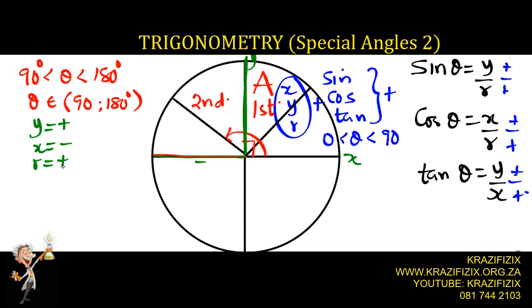Now let's check what's going to happen here. My y is positive, so I'm going to have positive over positive, and that will be what? A positive value. What about cos? x is negative, divided by positive, which will be what? Negative. What about tan? My y is positive and my x is negative, and that will give me negative. Take note of this. The only trig ratio that is positive there is sine. So I'm going to come here and say S is positive. The others are negative.